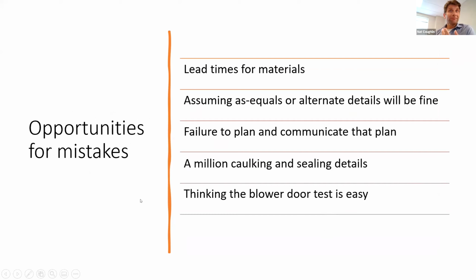Opportunities for mistakes, learning by doing. We've struggled with almost all of these at some point just on these two projects. Lead times, it's a crazy world out there right now for lead times anyways, but particularly windows and doors, we really were finding that the lead times with some of these specialized products, instead of being 6 to 8 weeks, were 12 to 16 weeks. And the submittal process, instead of being 3 to 4 weeks, was 8 to 10 weeks.